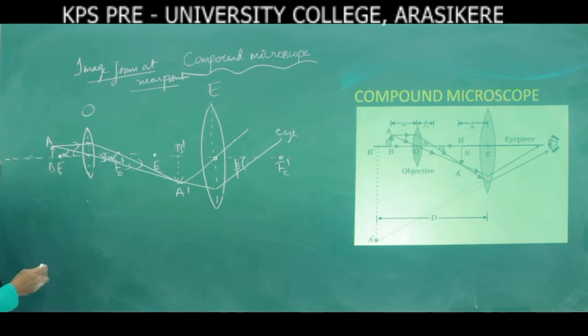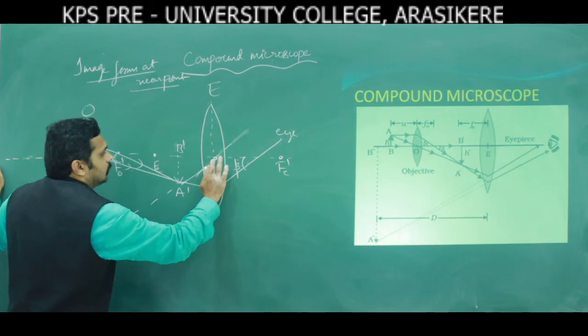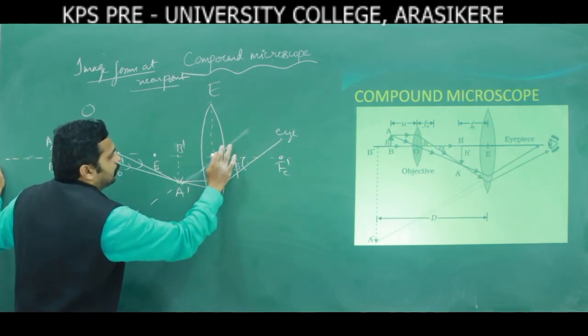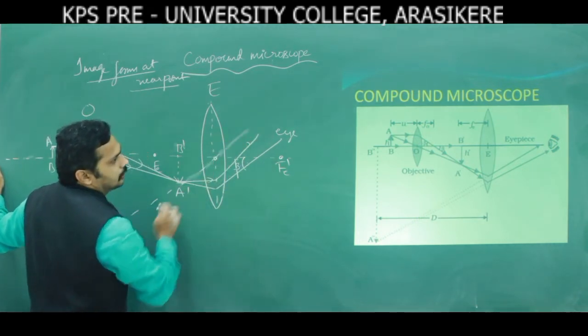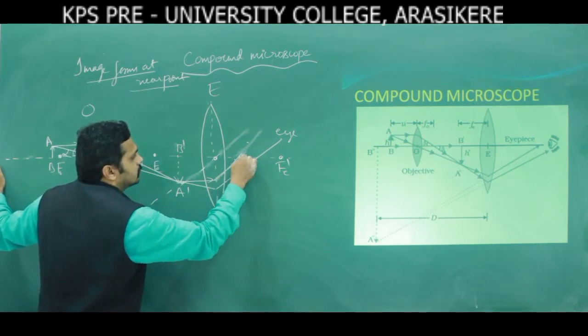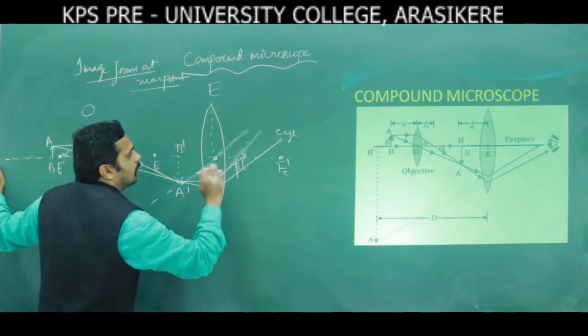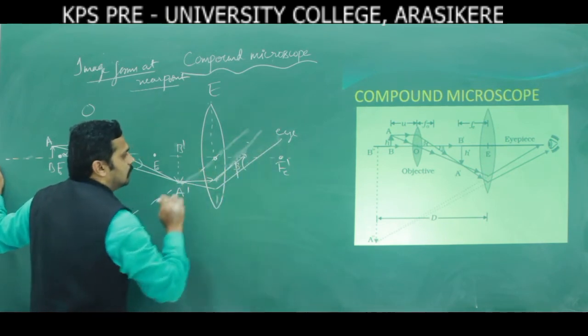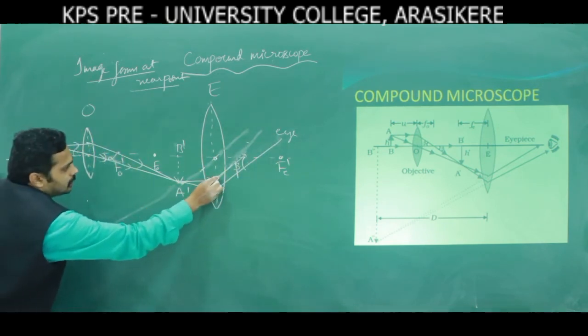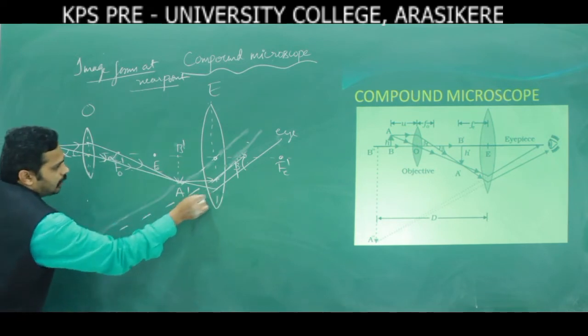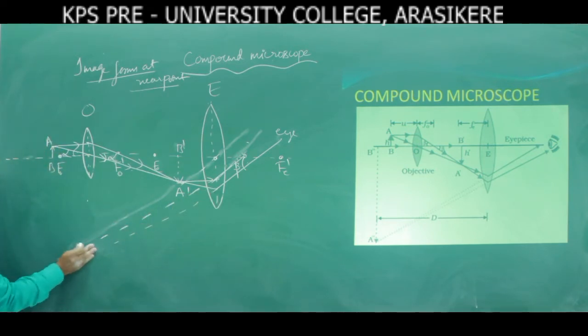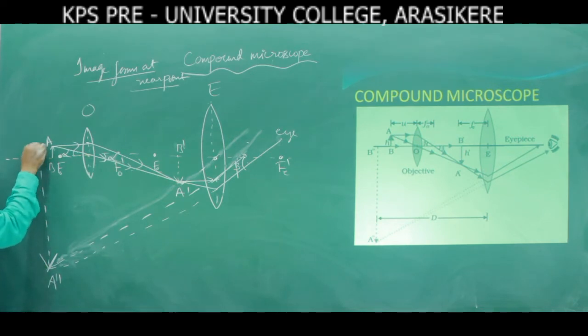Now where is the final image? We produce the rays backward. Look at here, sorry. This is the refraction. Now look at here, these rays go towards the eyepiece lens and enter the eye. Now this is the final image of the object. We extend the rays backward. This is the final image of the object, A double dash, B double dash.